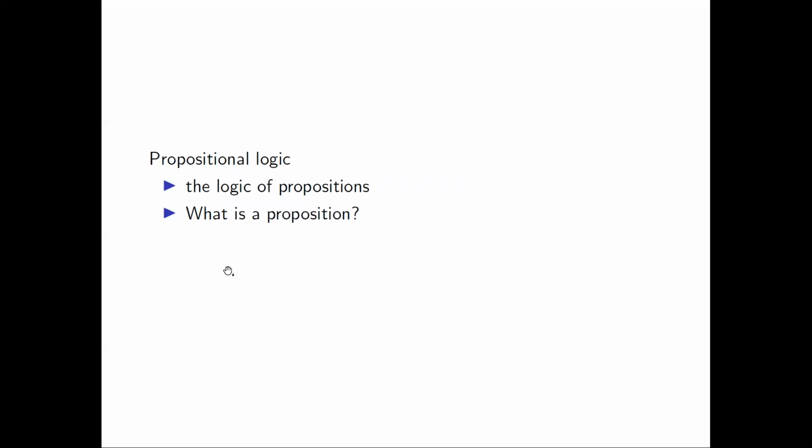The word we're going to define before proposition is a declarative sentence. We're going to look at the definition of this, see some examples of declarative sentences, and see some examples of things that are not declarative sentences. And then we'll see the definition of a proposition. A declarative sentence is just a sentence that states a fact.